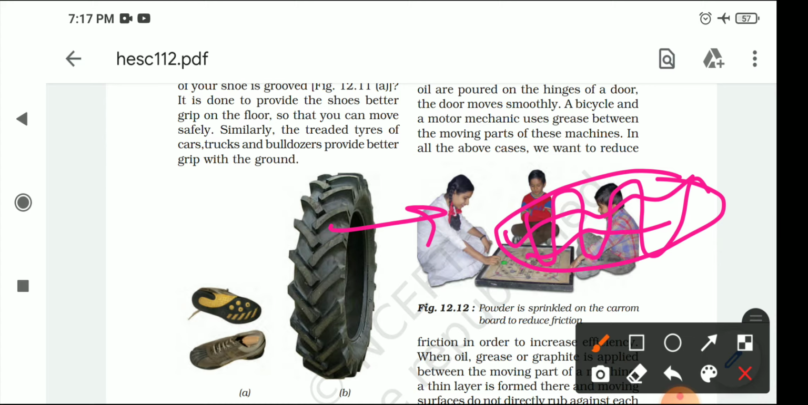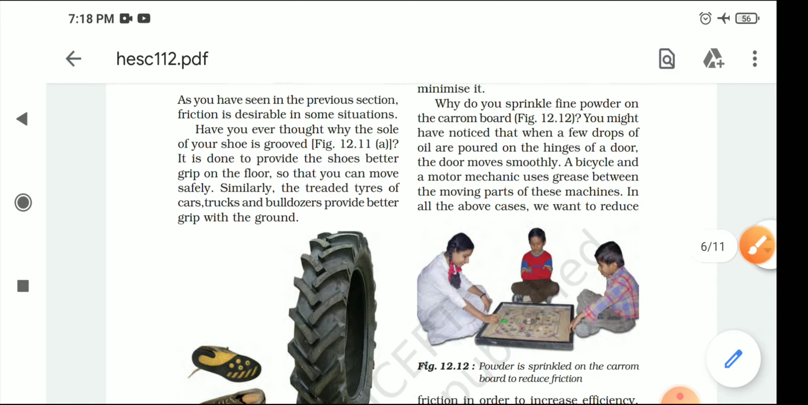Okay, and when this friction increases between the sole of our shoes and the road, or the tires and the road, then the car will run smoothly over it. We can easily walk on the road. Otherwise, what will happen? We will slip down. So these grooves are very important. They are increasing the friction.